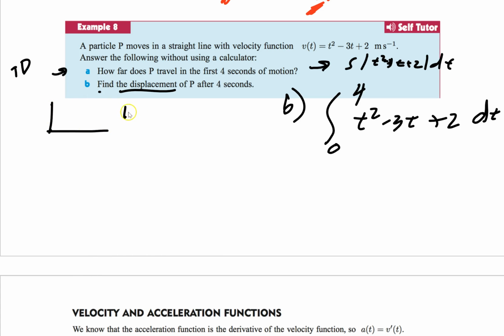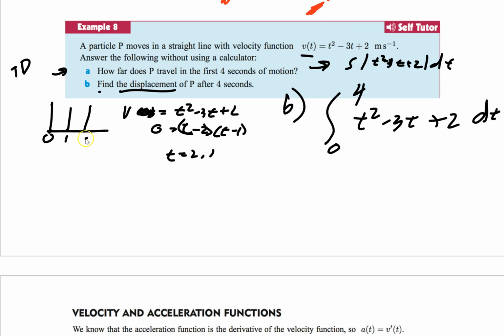Remember the way you do a sign chart? We're doing a sign chart for velocity, which is what we have. So you set it equal to 0 to find your critical points. Factor it. So that's t minus 2, t minus 1. So my critical points are 2 and 1. So we start at 0. We have 1, you have 2, and then it wants the first 4 seconds, so we're going to end at 4. So I have my sign chart.